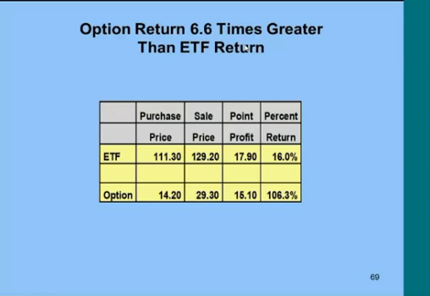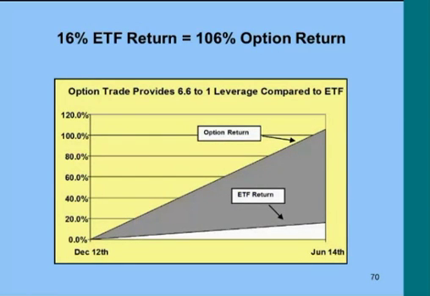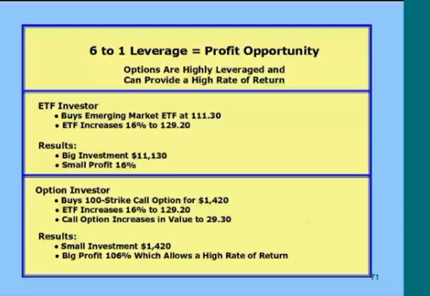If the ETF goes down, then you're going to have a much larger loss than owning the ETF. So it works both ways, but if you can time it right, you can get a good return using options because they're leveraged. And here's a profit graph. This compares the ETF return. This was about a 6-month period, and we can see that was about a 16% return versus 106% return for the option over the same period of time. So this just shows you the leverage that options provide.